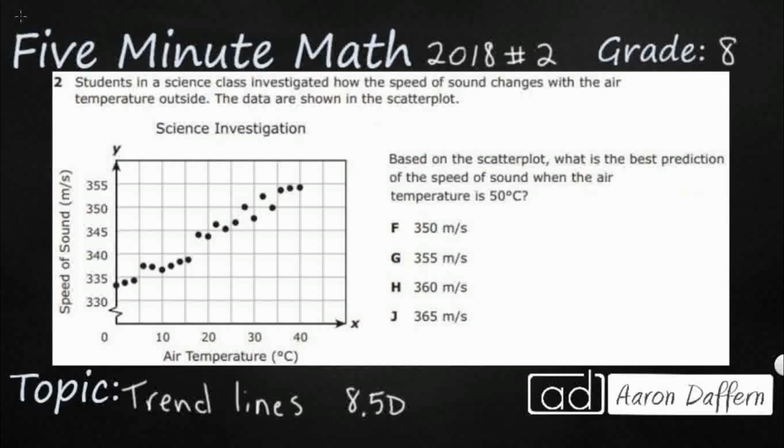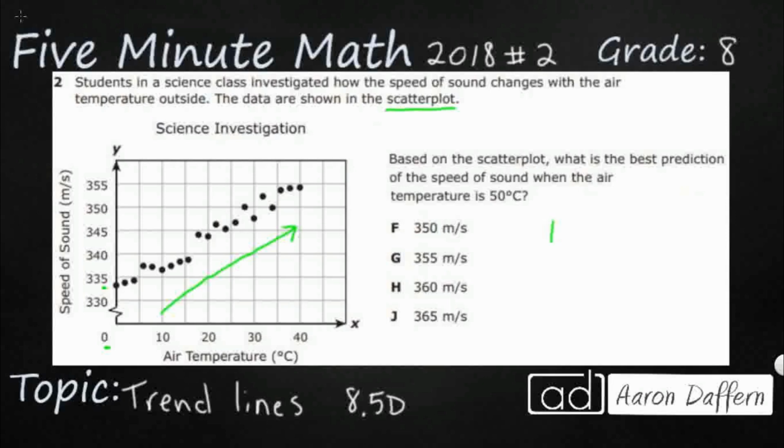So we've got students in a science class here investigating how the speed of sound changes with the air temperature. Sounds like a very interesting experiment. You notice that we've got all of this data plotted. It is a scatter plot, but you can see some groupings here, right? As the air temperature is lower, down to this 0, it starts out really low, looks like 334, 333, and then as the air temperature increases, you can see the speed of the sound is actually increasing. It's going faster, and so you see this trend.